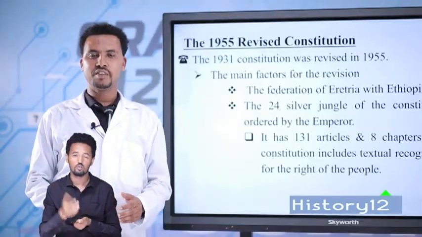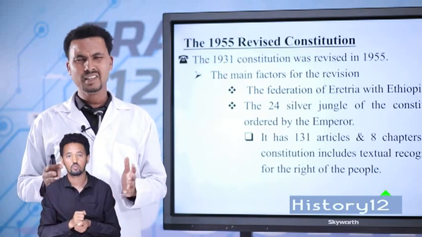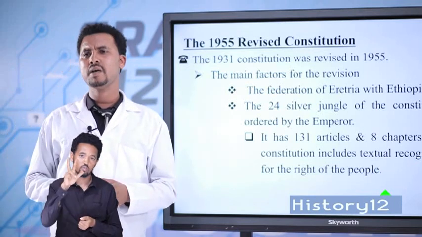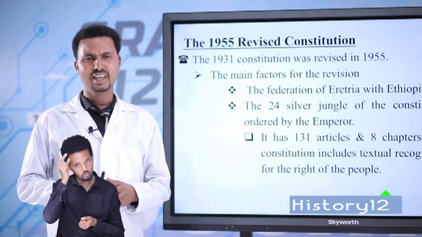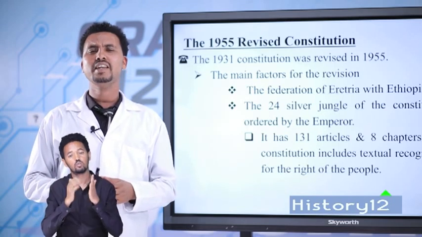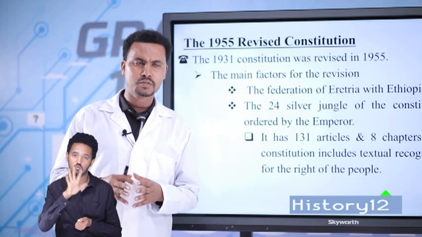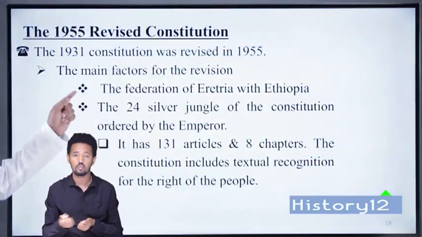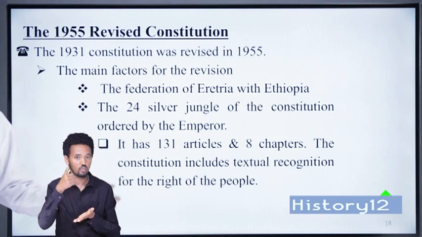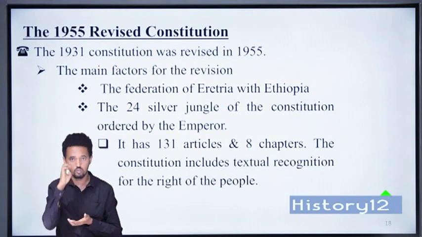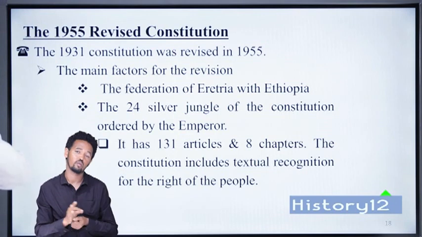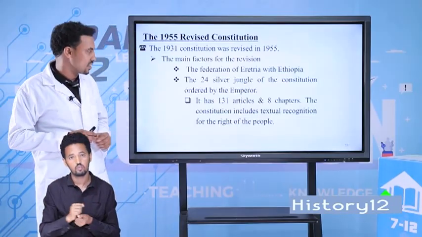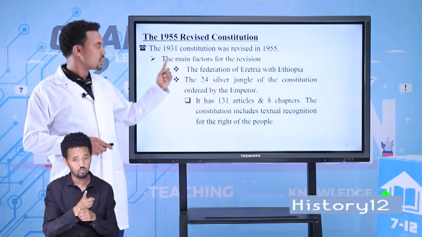The other one, the Constitution. The 1955 revised Constitution. In Ethiopian history, the first written constitution was in 1931, written by Blatten Geta Heruy Wolde Selassie. This constitution was revised in 1955. There were factors for the revision of this constitution. The main factor was the federation of Eritrea with Ethiopia. Eritrea was federated with our country Ethiopia in 1952. The second was the silver jubilee, the 25th jubilee, of Emperor Haile Selassie. Those are the factors for the revision of the constitution.